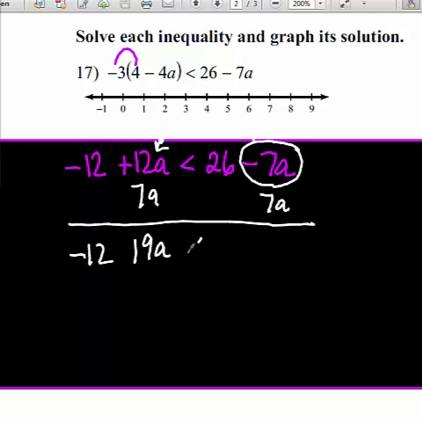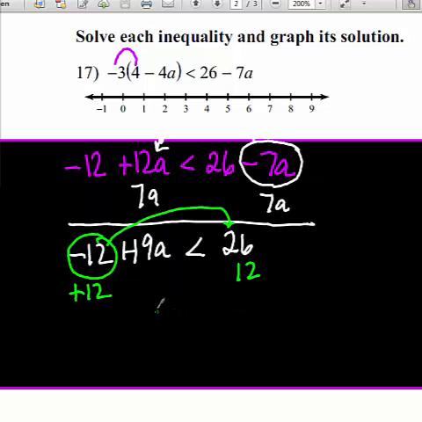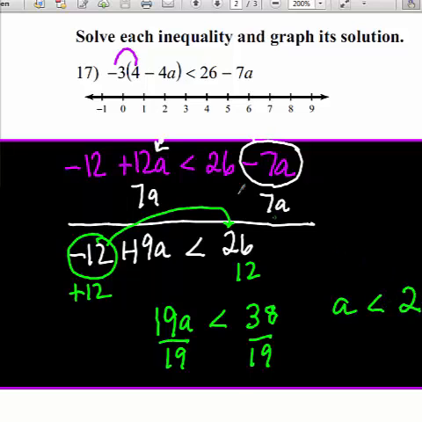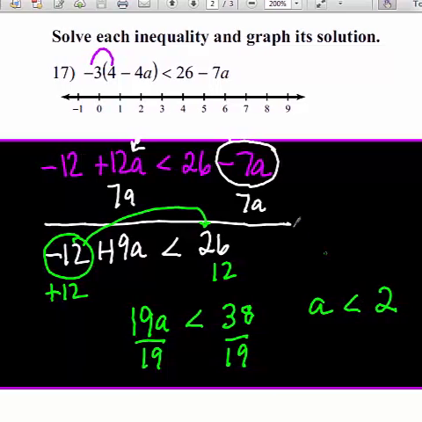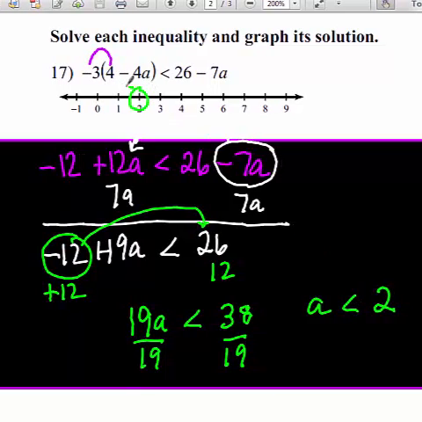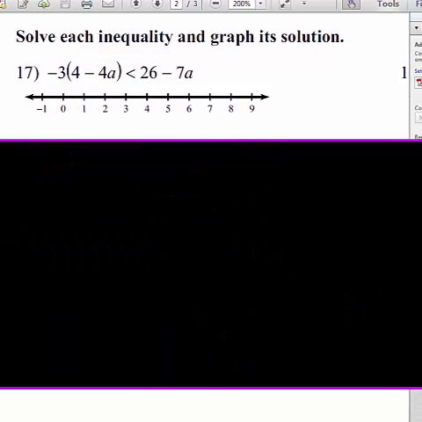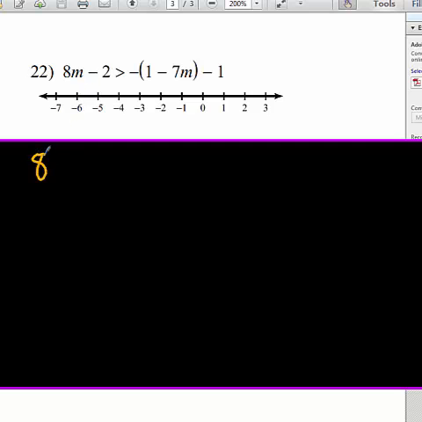That would give me 19a and negative 12 less than 26. We want to get our numbers together away from our letters, so let's move the negative 12 over by adding 12 to both sides. That would give me positive 19a less than 38. Divide both sides by 19, and I get a is less than 2. Because there's no line underneath, it's an open circle at 2 and going less than, and that's all she wrote.